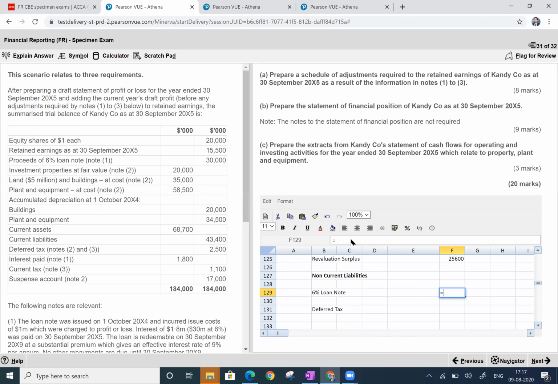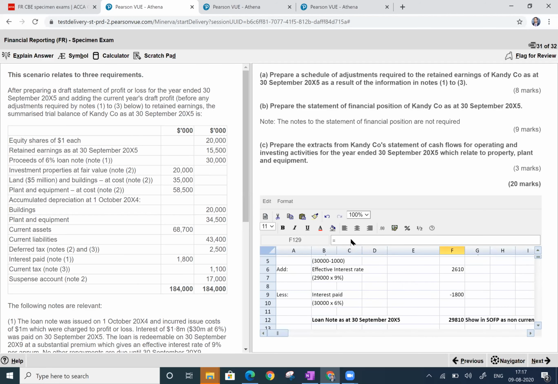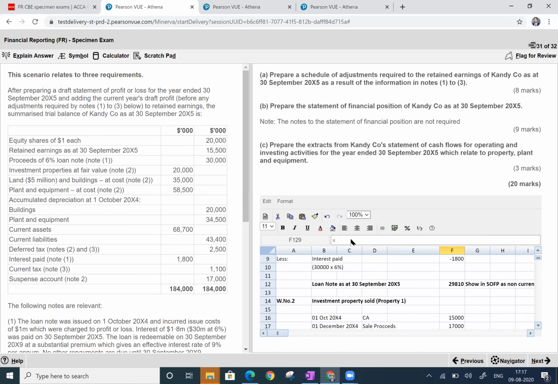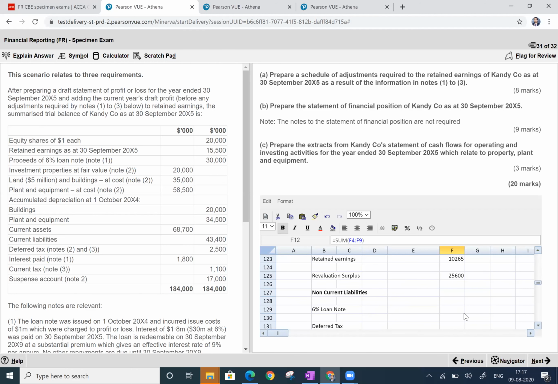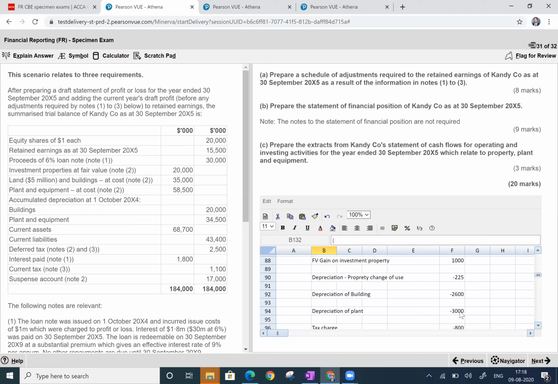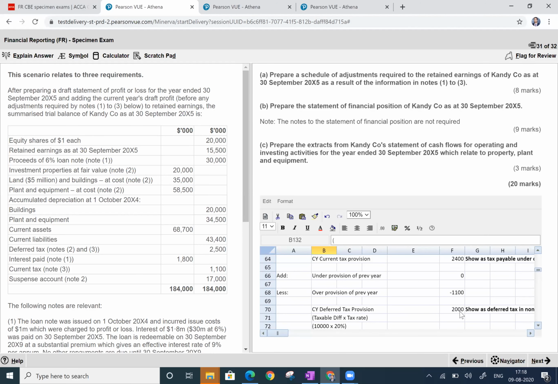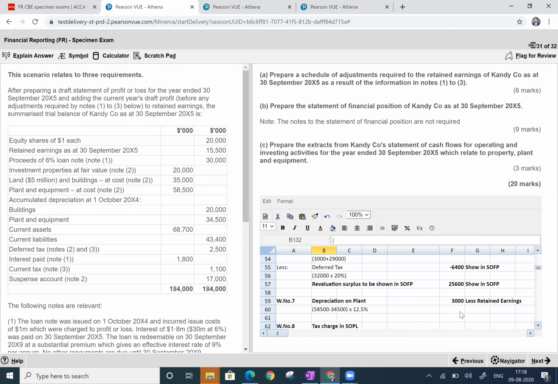The 6% loan note is equal to F12. Deferred tax, remember, with respect to revaluation surplus, there's a deferred tax. How much is that? In this question, I've shown you separately: revaluation surplus deferred tax separately 6,400, F55.